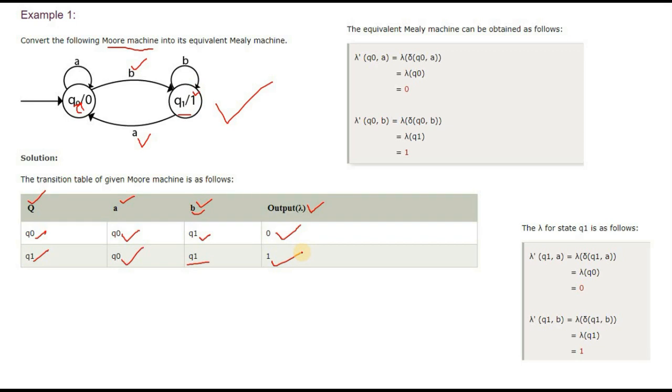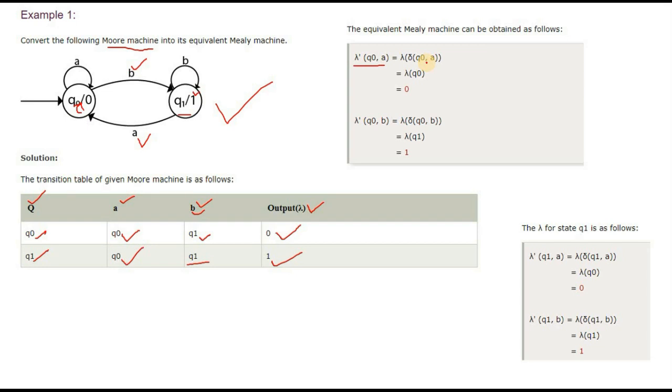Now to obtain the Mealy machine, we need to do some maths. I have already given the output equation. This is the Mealy output in terms of Moore: lambda of delta of (Q0, A). First you need to find it for A.